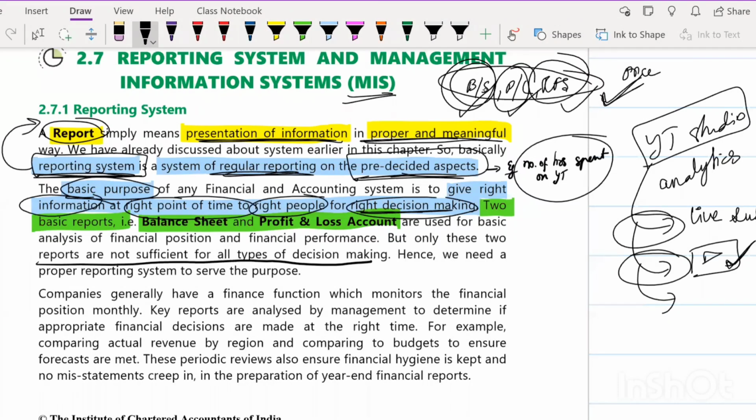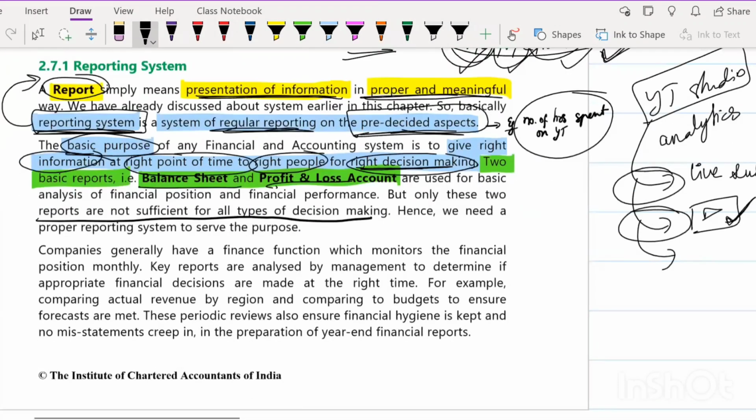Two basic reports that you all know are your balance sheet and your profit and loss statement, but these are not the only reports. In a company there might be daily expense reporting, or a report on how many hours the staff are working or working productively, or how the unit production is going on, whether it is effective or not. All these kinds of reports you can also have. Okay, so reports.